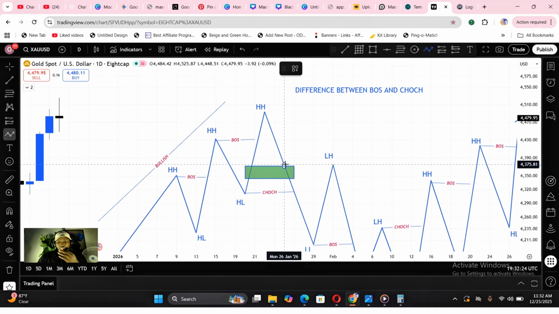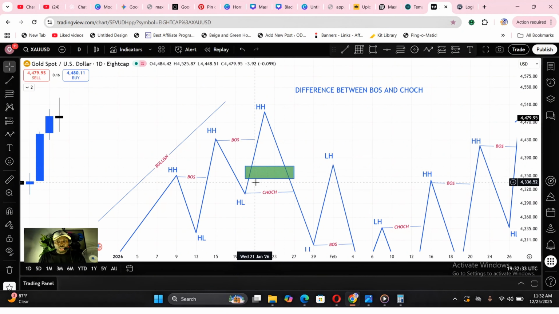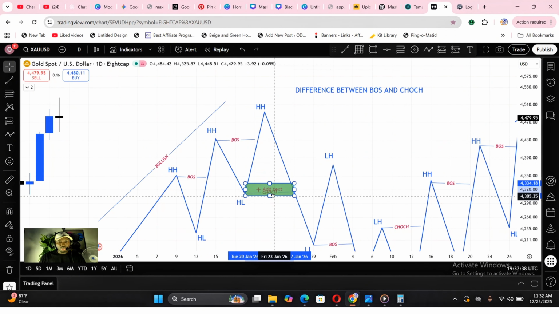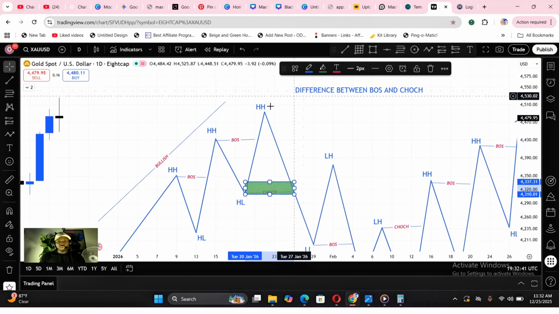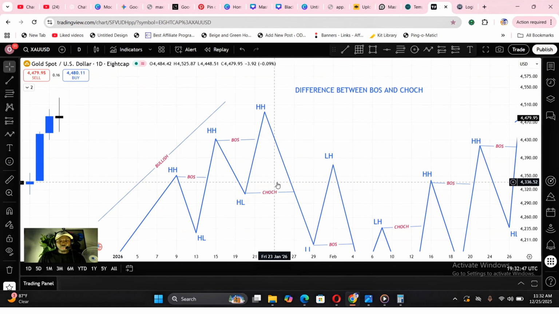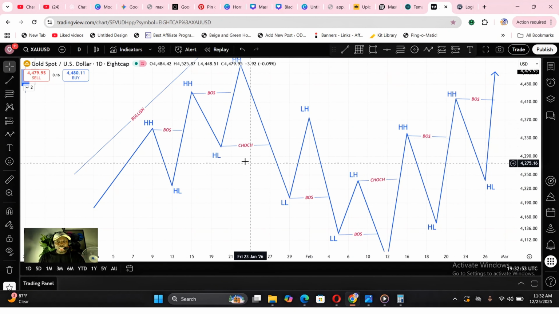Instead, it went down. Instead of touching here, maybe touching the other block that was here and then going up, it didn't touch anything here. It was supposed to touch here and then go up, but instead it broke the other block that was here and came down. So as it broke down to this place, here it's no longer a breakout structure, but a change of character. A change of character means this market has moved from the bullish market to the bearish market.